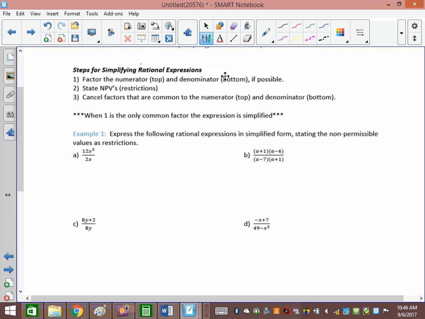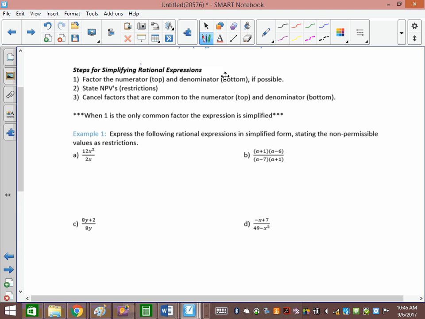I know you'll get excited. You'll be like, yes, I can take this out of the top and the bottom. But stop yourself and state NPVs first. Because on the diploma, they'll always give the answer to the NPVs after they're canceled. And that's a common error, right? We don't want to get an NPV question wrong, because those are the easy ones on the diploma.